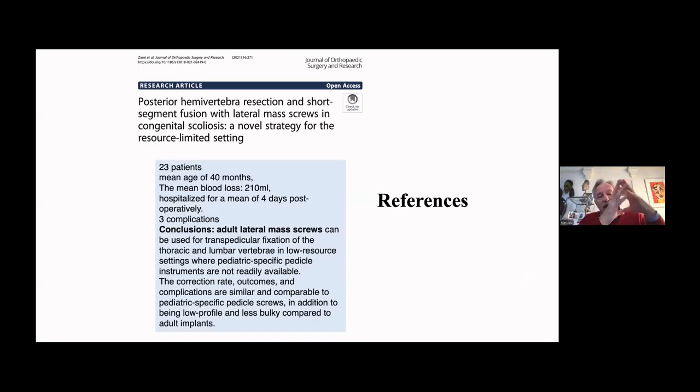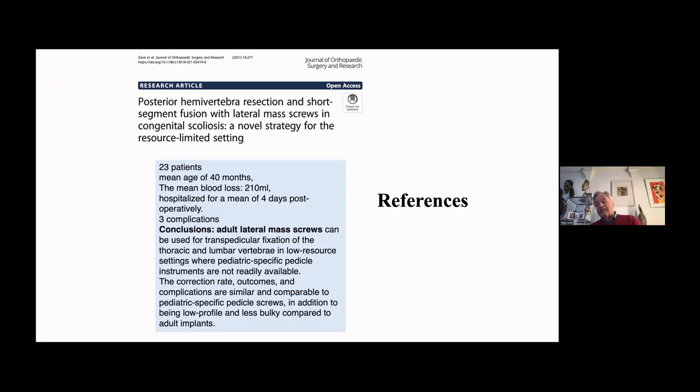This is just a paper. I think it's an interesting paper. As a reference, there are many references. You know, you can go on Google Scholar and you will find many references. It's not necessary anymore to list them all here. But this is a paper which reviewed 23 patients with a mean age of about 3.5 years. And they had an average blood loss of 210 milliliters. And they had a hospitalization time of only 4 days, and they had only 3 complications.